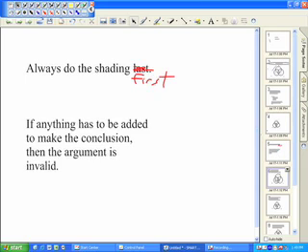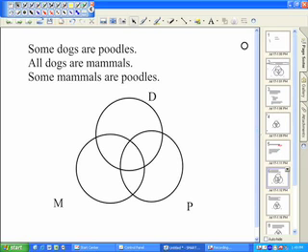I'll be darned. We have an example here. Let's look at this one. Okay? We've got some dogs are poodles, all dogs are mammals, some mammals are poodles. Now, remember we have to do the shading first. So we're going to skip the first premise and go to the second premise. All dogs are mammals. Okay? D is dogs, M is mammals. And so we're going to shade the Pac-Man for the D that's trying to eat the M.